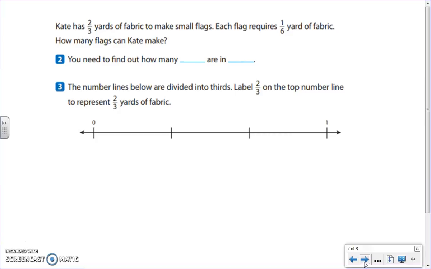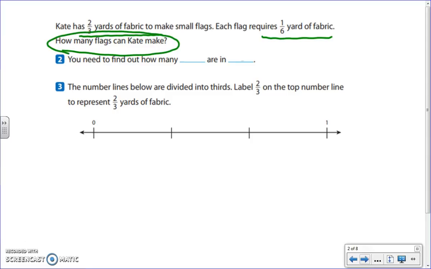Read this question one more time. It says Kate has 2/3 yards of fabric to make small flags. That's how much that she actually has. She has 2/3 yards. Each flag requires 1/6 yard of fabric. That's how much one takes. How many flags can Kate make? That's what we need to figure out.